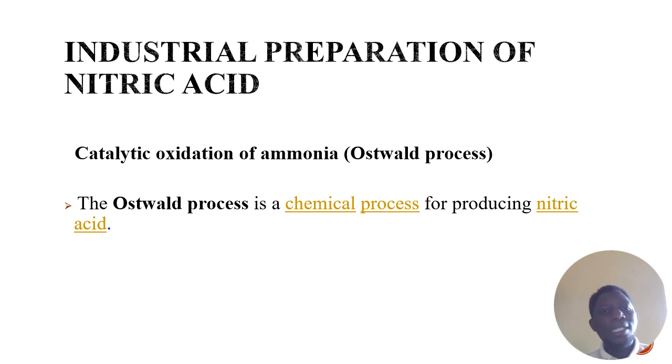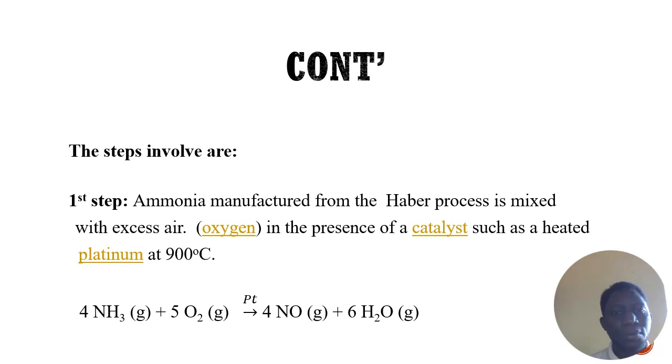The second way is industrial preparation of nitric acid. This industrial preparation is called the Ostwald process. The Ostwald process is a chemical process for producing nitric acid. Here there are three main steps for producing nitric acid in industry.